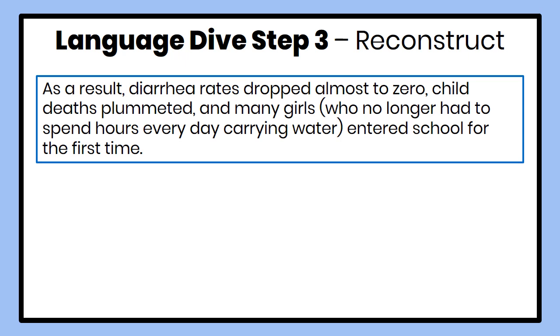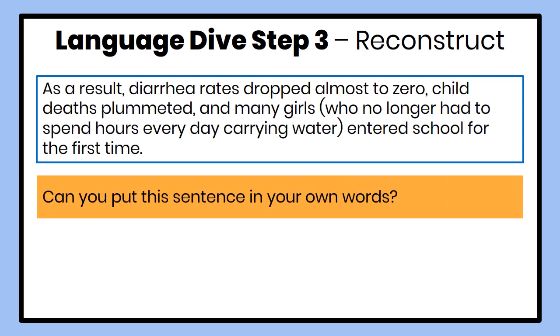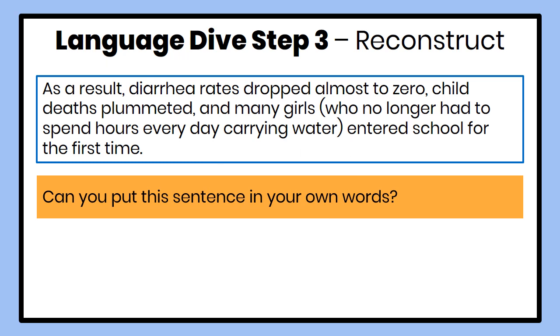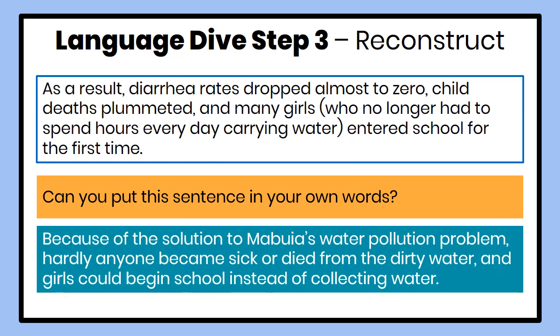That was great reading. Can you put the sentence in your own words? Pause the video so that you can write the sentence in your own words. Think about the meanings of each different chunk. Great job. Here is the sentence that I wrote. Because of the solution to Mabuya's water pollution problem, hardly anyone became sick or died from the dirty water, and girls could begin school instead of collecting water.